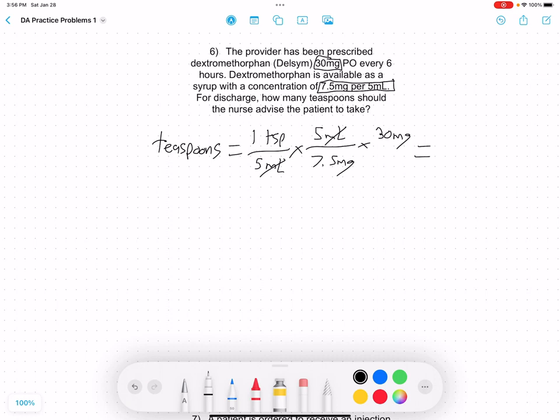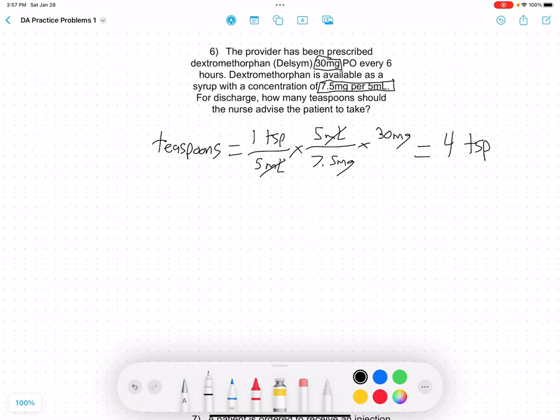We have 1 teaspoon times 5 times 30, which is, I think, what? 30 times 150 divided by whatever that ends up being. I don't even know. Let me throw it into a calculator. I'm not going to do any mental math today. And the answer I get is 4 teaspoons.